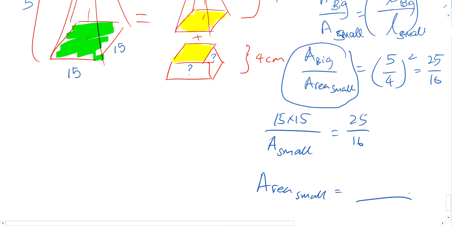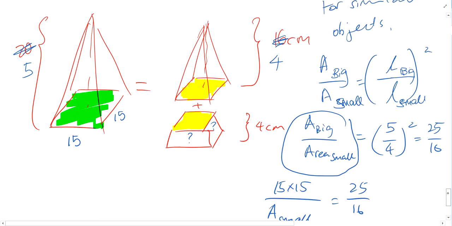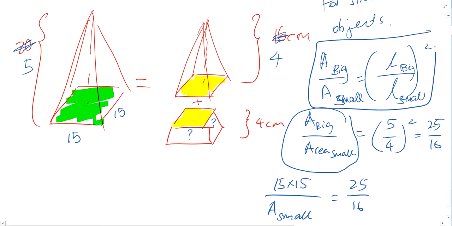Is there any part you don't understand, Jolene? Why 5 over 4? Okay. Do you understand this relationship over here? What is the big length divided by the smaller length?